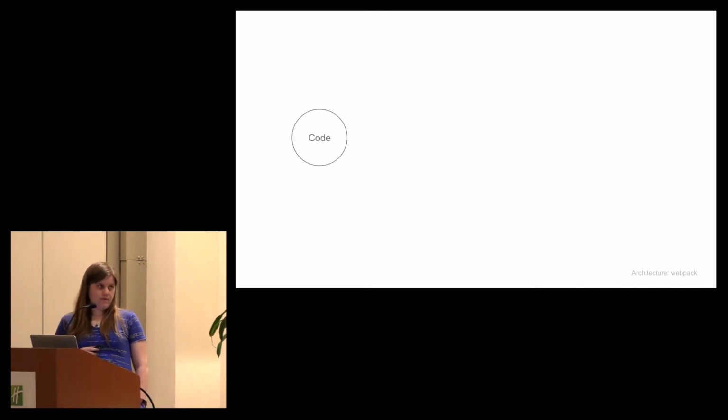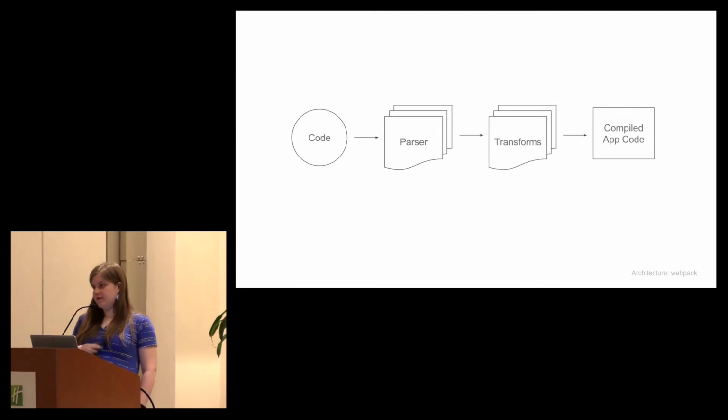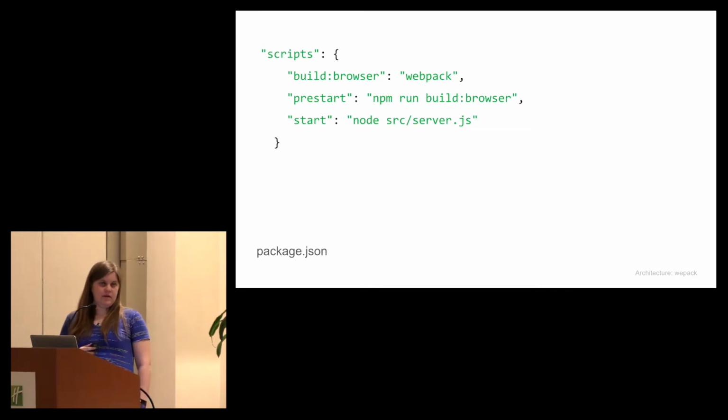So Webpack basically works by taking your code, parsing that code into an AST dependency tree, essentially, applying a bunch of loaders to that code, and then outputting, in the case of this app, one single compiled app file. In the example app, there's basically one script, npm start, and it runs Webpack, and then it runs the server.